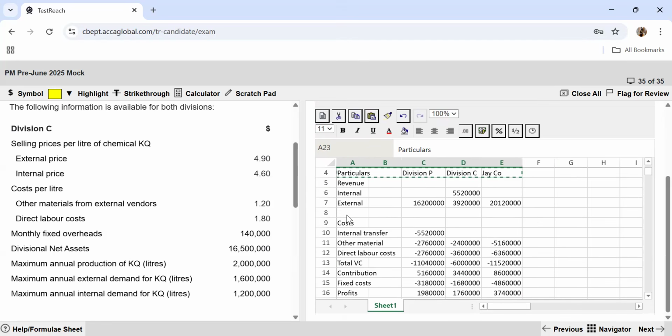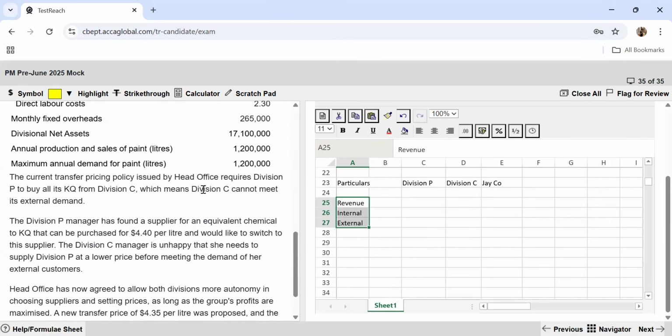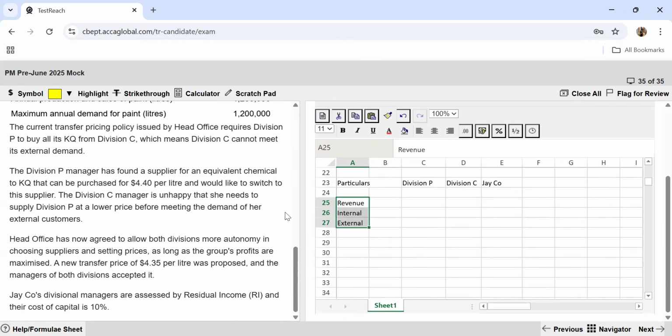And then the next thing that we are going to talk about will be the revenue. So let's see. The revised policy that they have told us about is that according to the revised policy, they are going to be given freedom. They are going to be given autonomy as long as the group's profits are maximized. So what are we going to do here? In the second scenario, under the revised transfer pricing policy, the people are going to agree to sell only for the spare capacity.